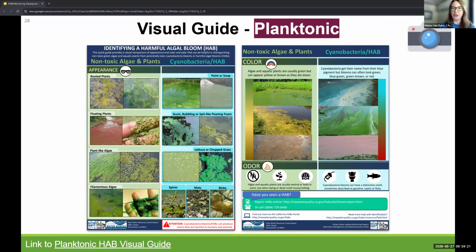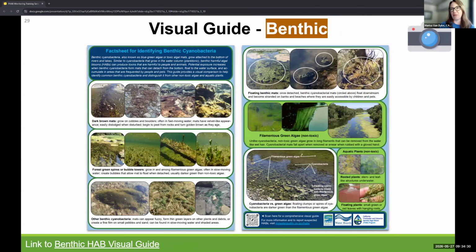Here's a snapshot of a 2-page visual guide. We personally have these laminated and have them in our field kits, so they're handy. And also there's a separate one for benthics, and it's really useful to have both of them with you because you don't know what you're going to encounter until you're out at your water body and understand a little bit more about its trends.